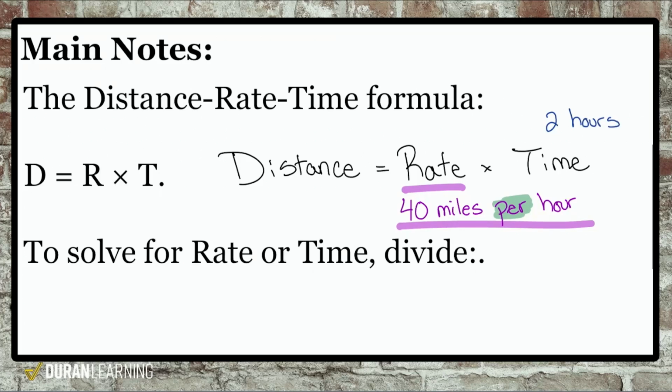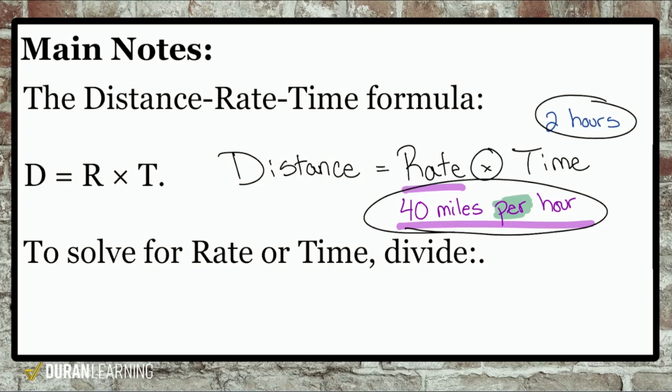What's 40 multiplied by 2 going to give us? What's 40 miles per hour multiplied by 2 hours? Yeah, that's going to give us 80. So in this little miniature example that I'm giving you, don't worry, we're going to have plenty of examples to go through. But in this little miniature example, 40 miles per hour going for 2 hours, we multiply those together, and that'll give us 80 miles.